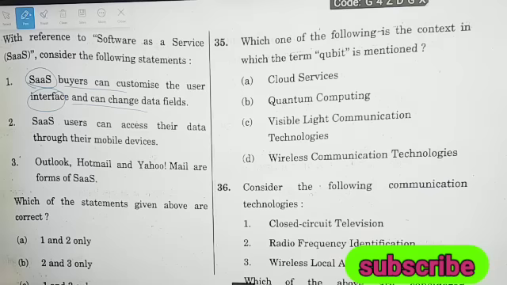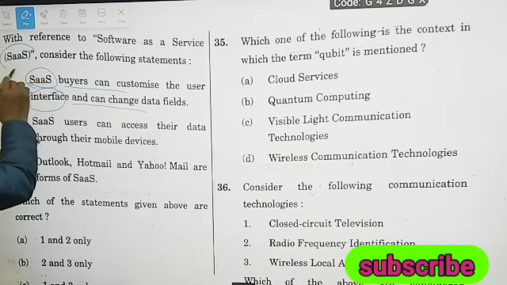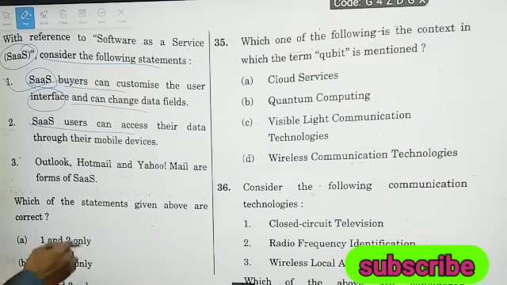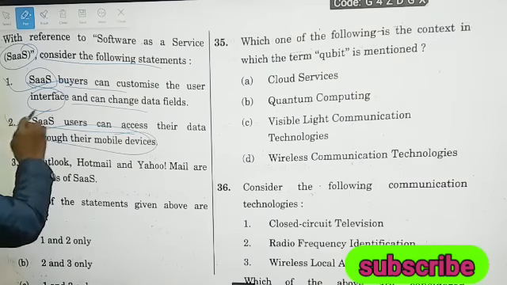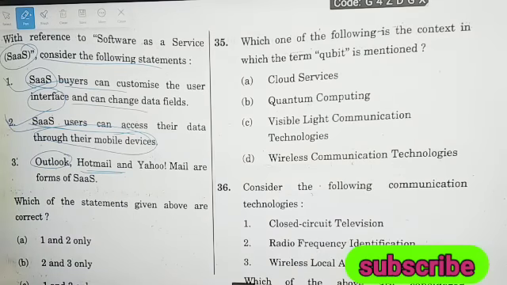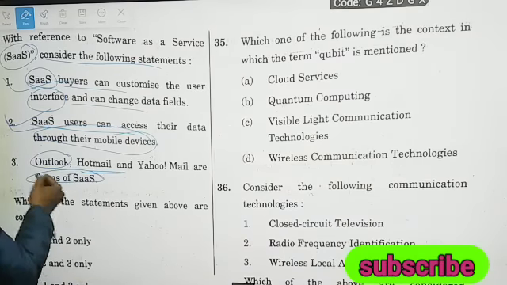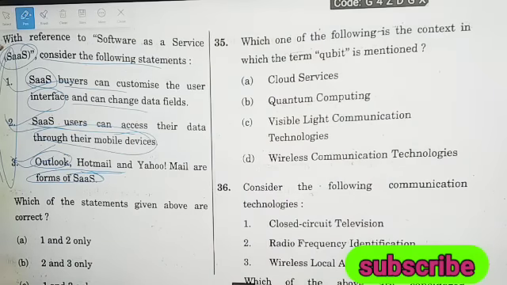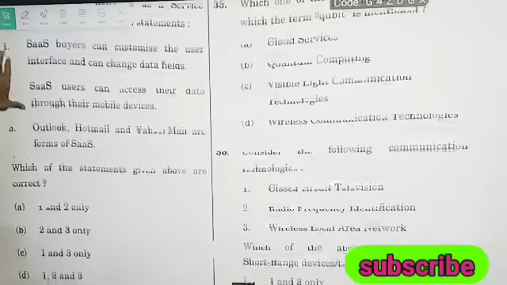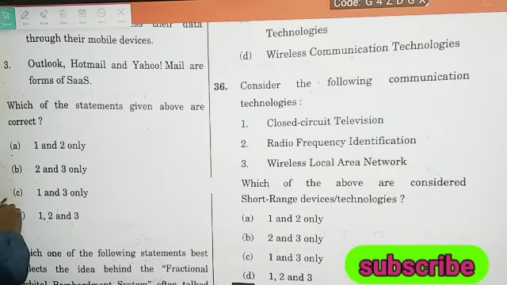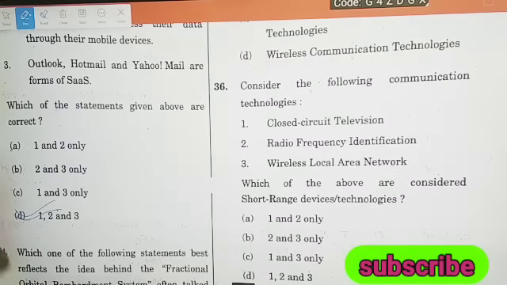With reference to software as a service, SaaS, consider the following. SaaS users can access their data through mobile services. Yes. Outlook, Hotmail, iCloud mail are forms of SaaS. These three, 1, 2, 3, are correct. Correct answer D.